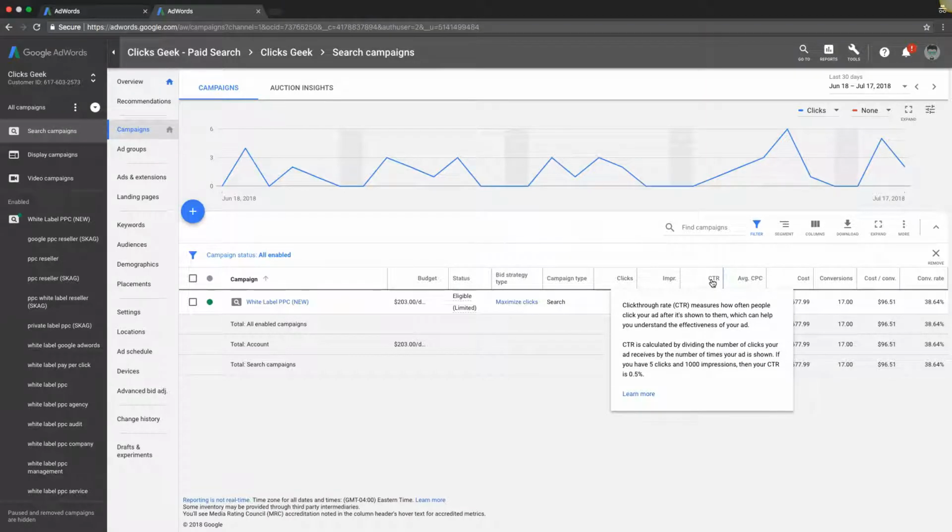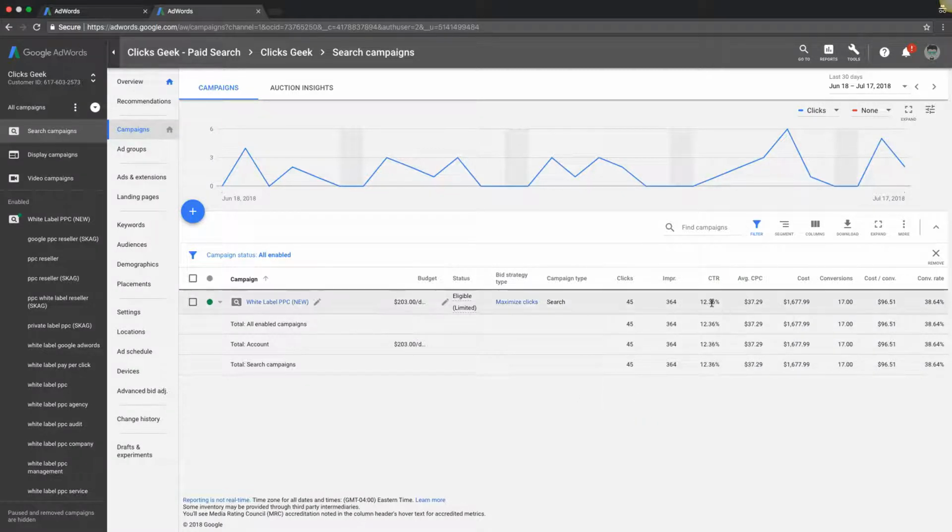If you hover over it, it gives you a quick description. Click-through rate, CTR, measures how often people click your ad after it's shown to them, which can help you understand the effectiveness of your ads. CTR is calculated by dividing the number of clicks your ad receives by the number of times your ad is shown. Then it gives you an example: if you have 5 clicks and 1,000 impressions, your CTR is 0.5%.